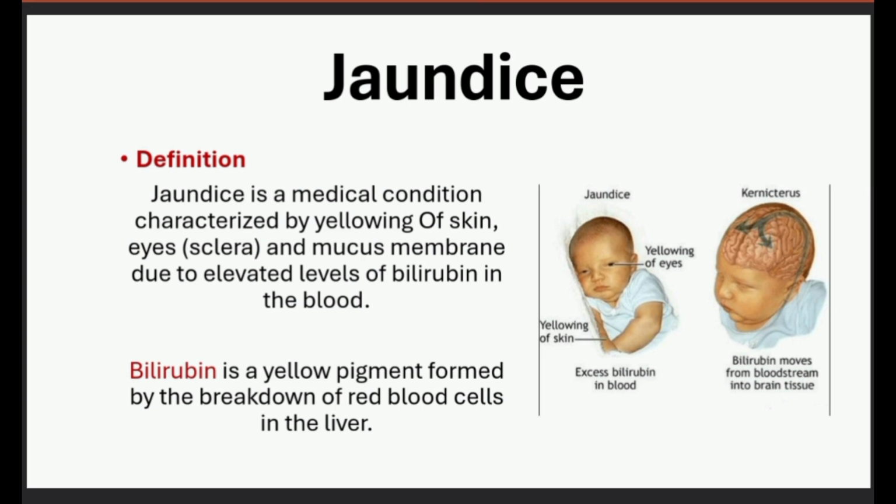Jaundice is a medical condition characterized by yellowing of skin, eyes, and mucous membrane, due to elevated levels of bilirubin in the blood. What is bilirubin? It is a yellow pigment, formed by the breakdown of red blood cells in the liver.